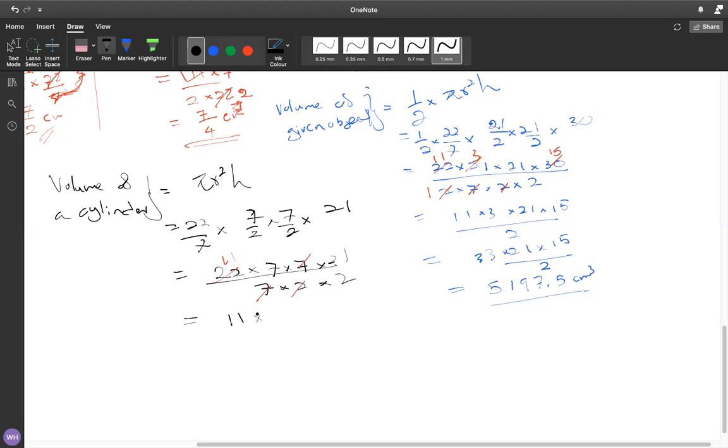So finally we come across 11 times 7, which is 77 times 21 upon 2. So 77 times 21, and you have to divide it by 2, which is 808.5 in cubic centimeters.